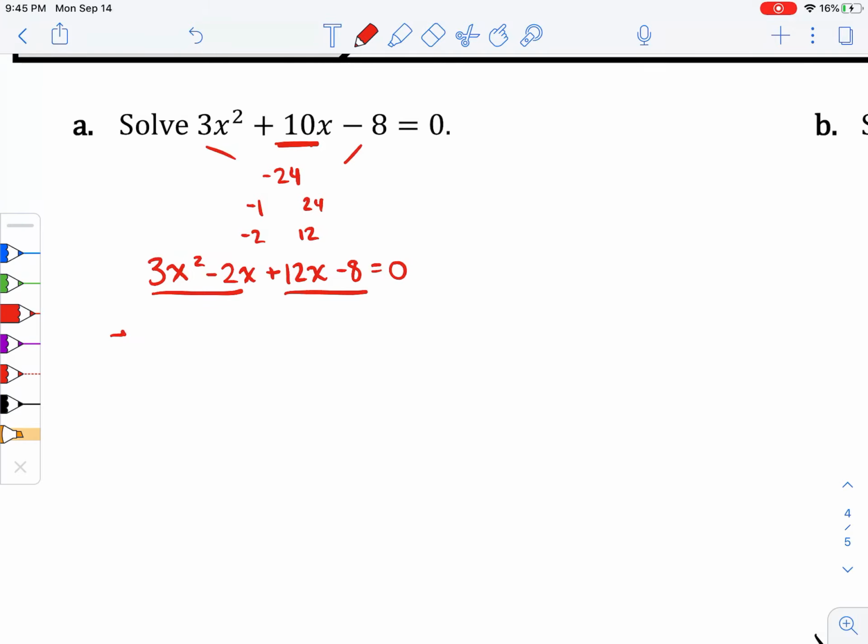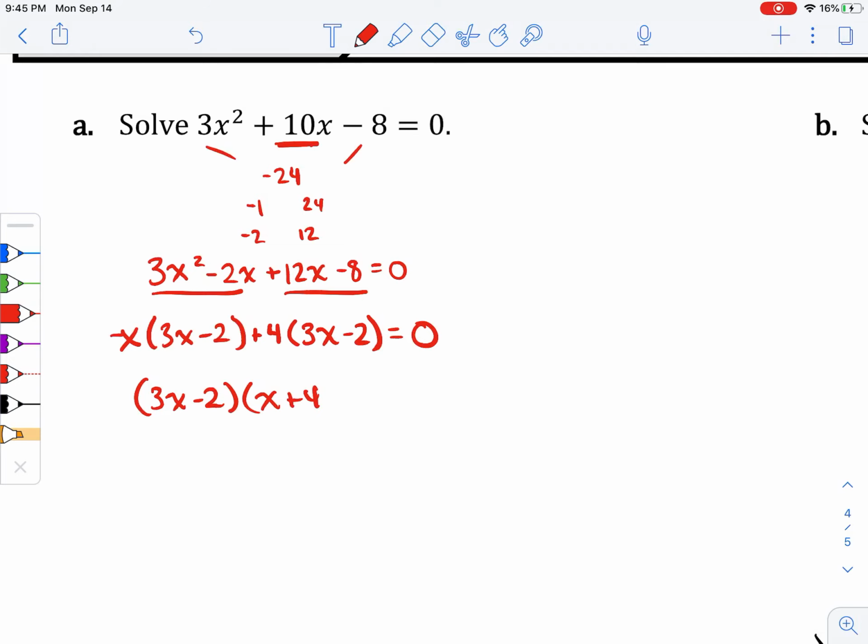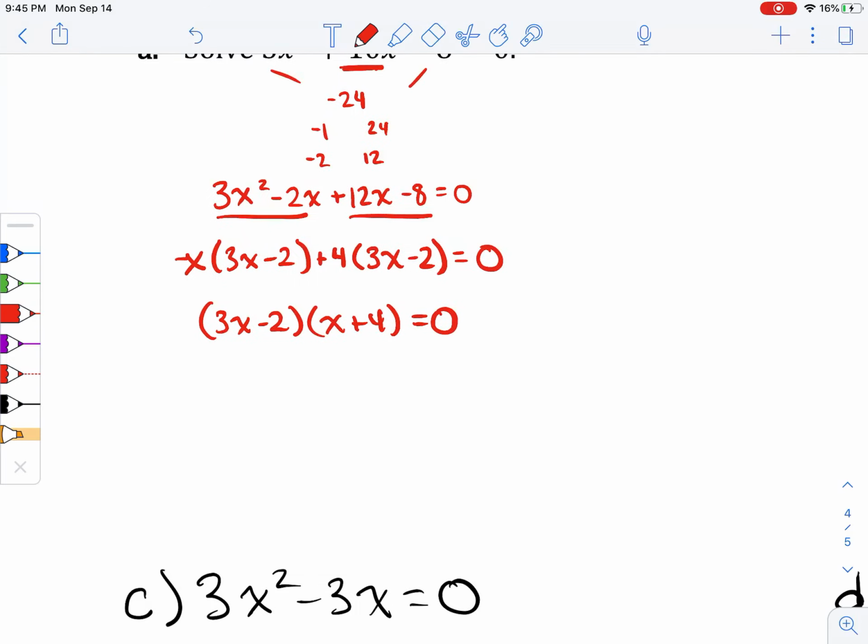So from this first one, I can only pull out an x. So I'm left with 3x minus 2. From the second one, I can pull out a positive 4. So I'm left with 3x minus 2. I have a repeat parenthesis. And then my other factor is what's left. So now here's the new part. I have another step here. I'm going to set each of these equal to 0 separately.